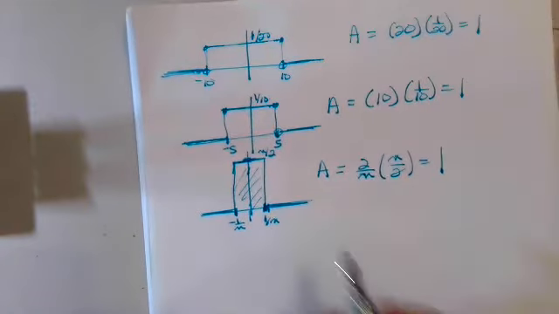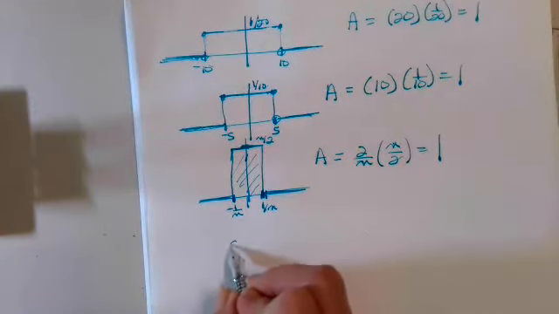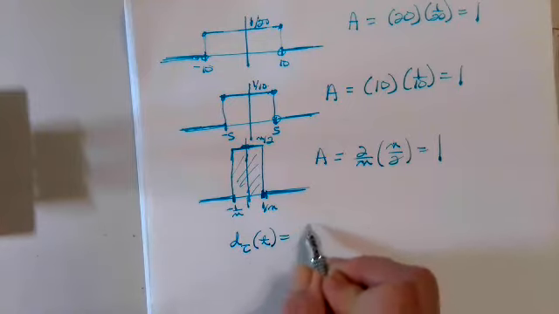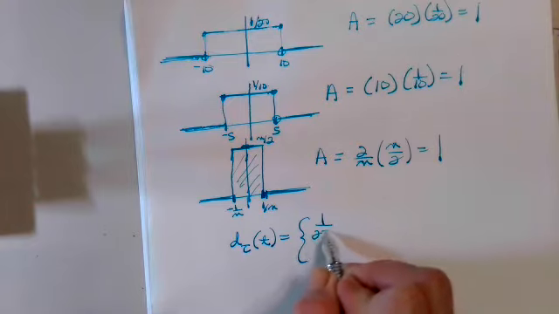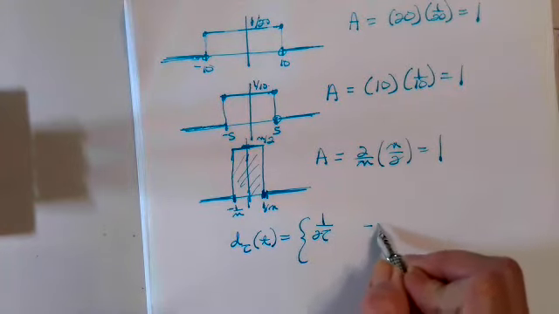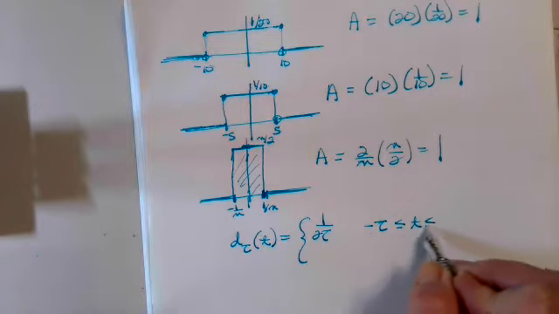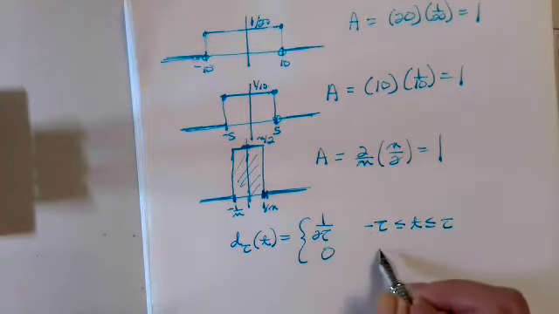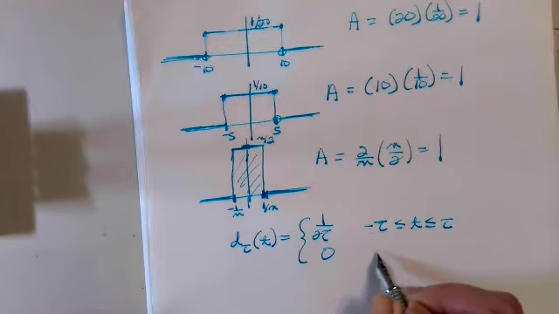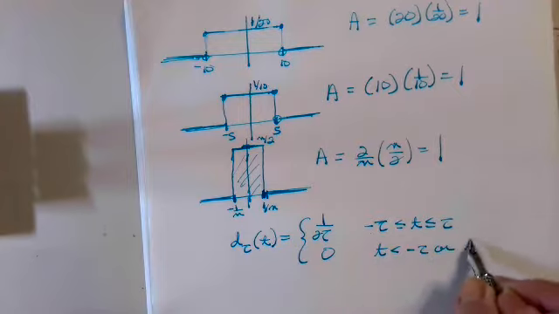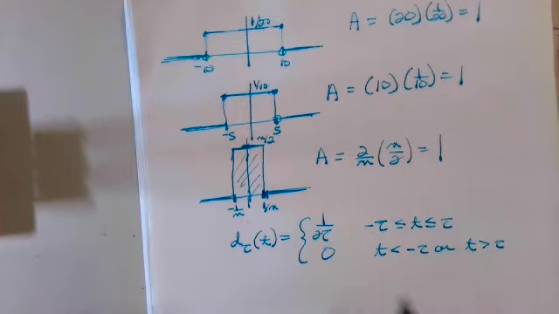Okay, so you could define a function, let me call it d sub tau of t, to be 1 over 2 tau if t is between minus tau and plus tau, and take it to be 0 otherwise, if t is less than minus tau or t is bigger than tau. So that's the same idea, but calling it tau instead of n.